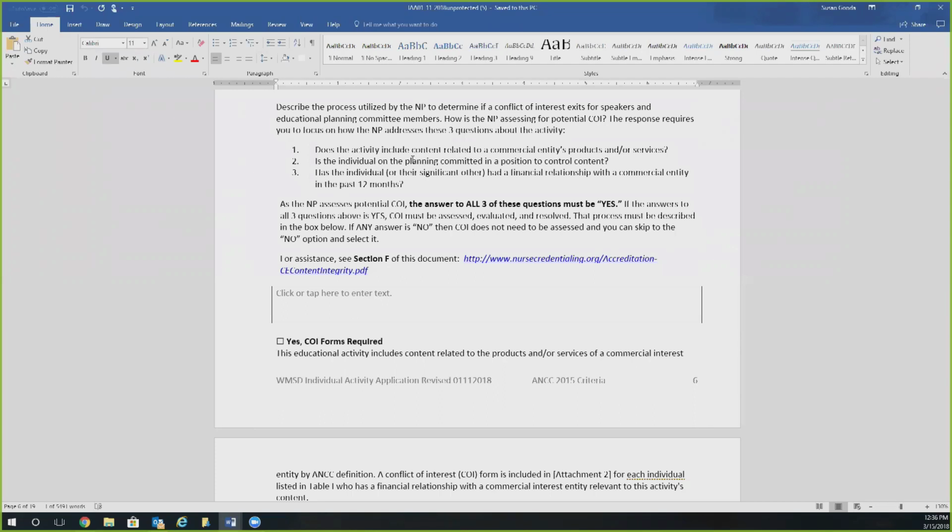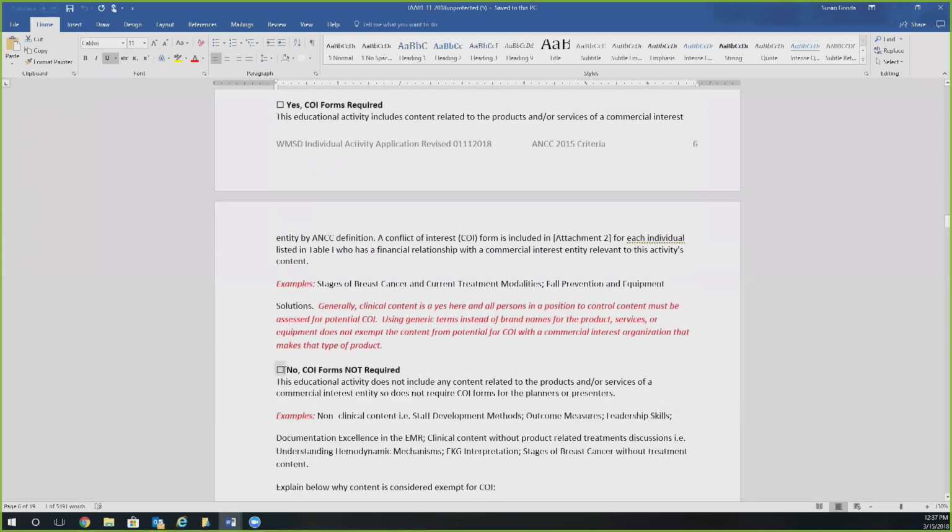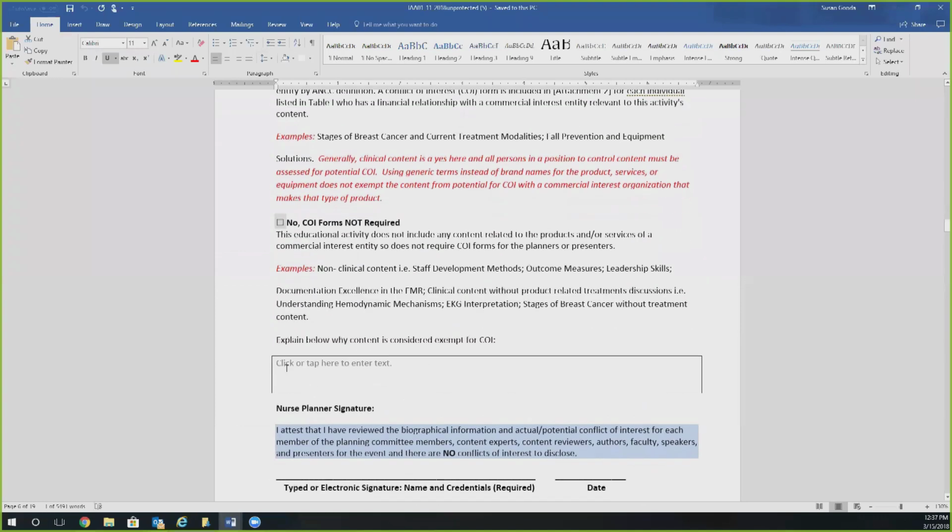Now that I've given you the long details, I'm going to give you the shortcut. The shortcut is these 3 questions. Question number 1: does the activity include content related to a commercial entity's products or services that will be used on patients? If the answer is no, stop, check the no box right here: no conflict of interest, so the forms are not required.